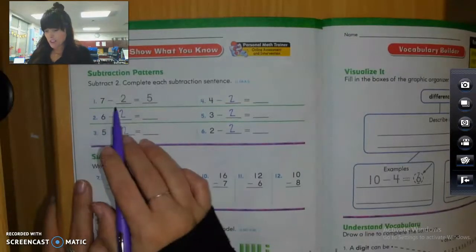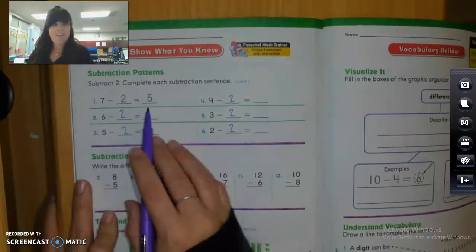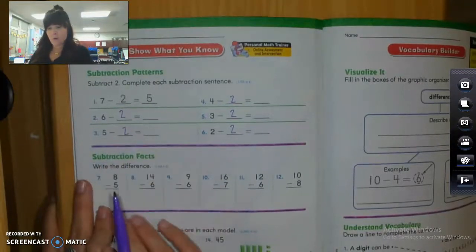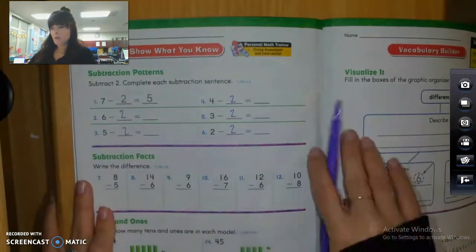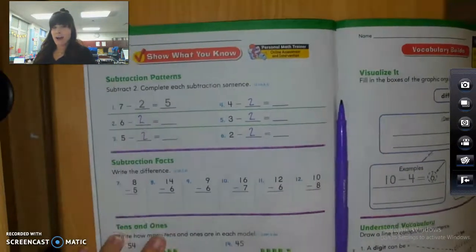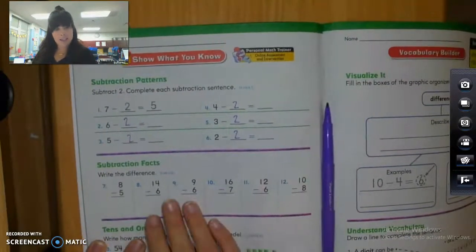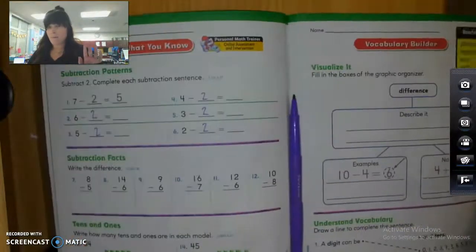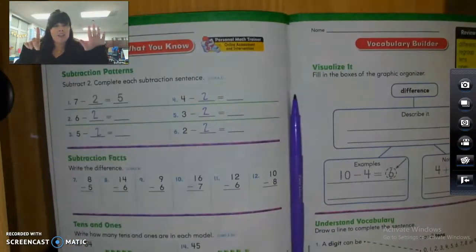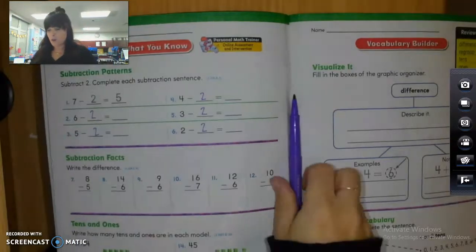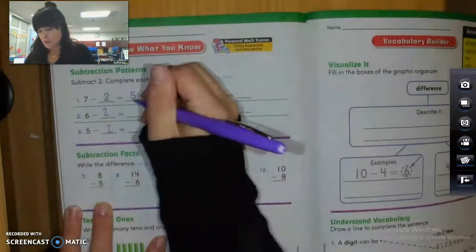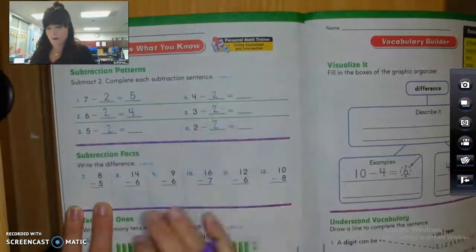So 7 minus 2 equals 5. 6 minus 2 equals, remember, how can we figure it out? We can count back, so we can count back 2 from 6. We can use our fingers, put up 6 fingers and take down 2. However you need to do it. Go ahead and figure that out, or use a number line if you have one at home. 6 minus 2 equals 4.